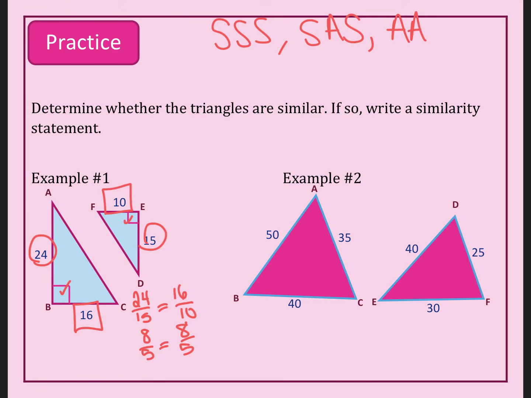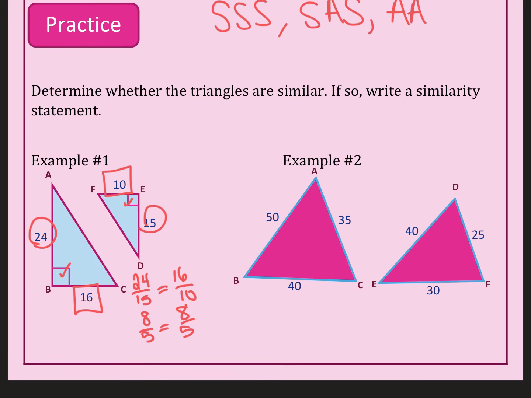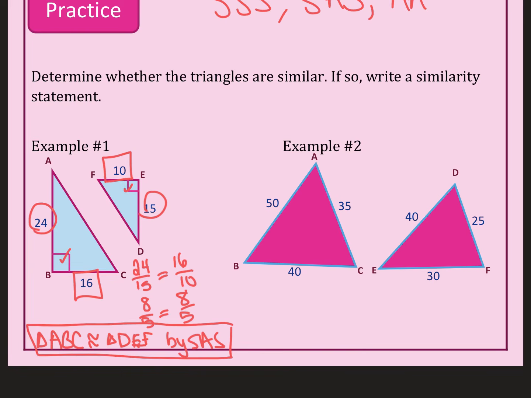Therefore, you guys ready for this sentence? We're going to say that the triangles are similar because of side, angle, side. So if it wants a similarity statement, the statement is that the triangles are similar. And how did we know? Because the sides were proportional and the angle in between them was the same. Let's look at example 2.